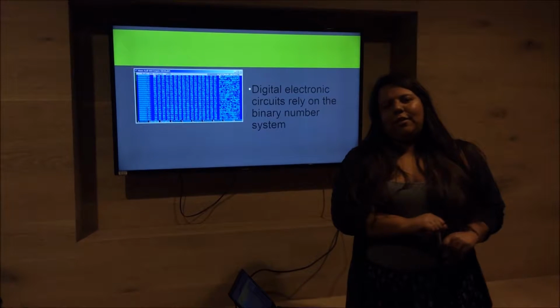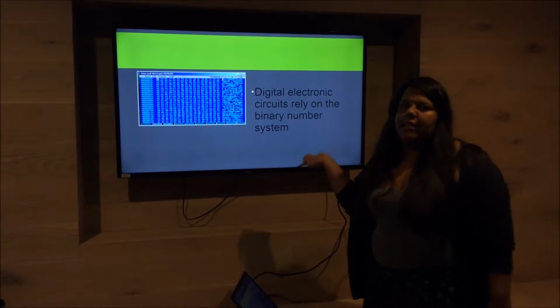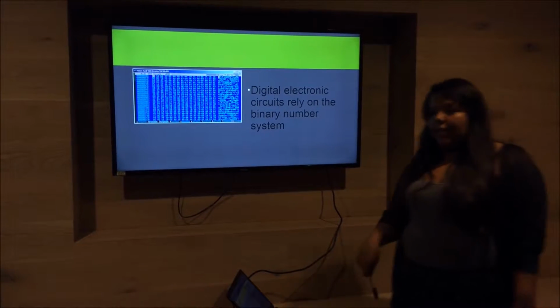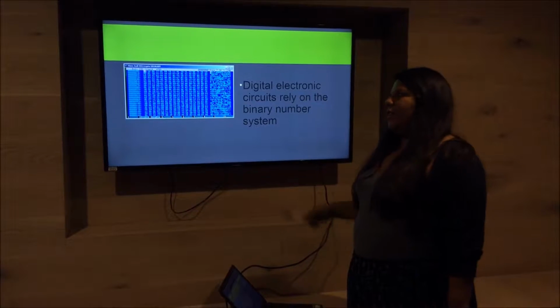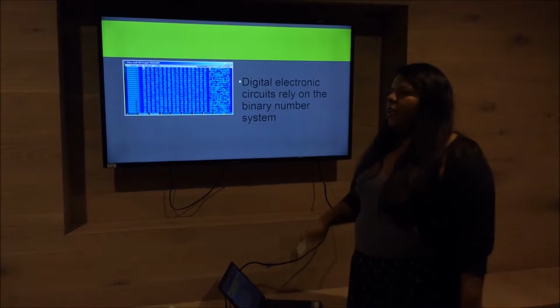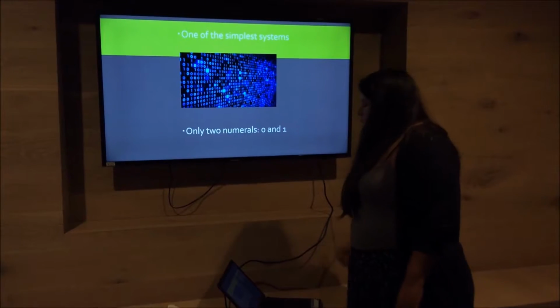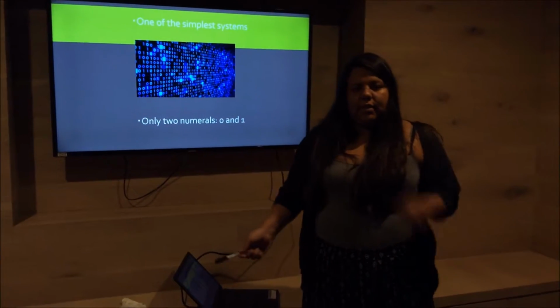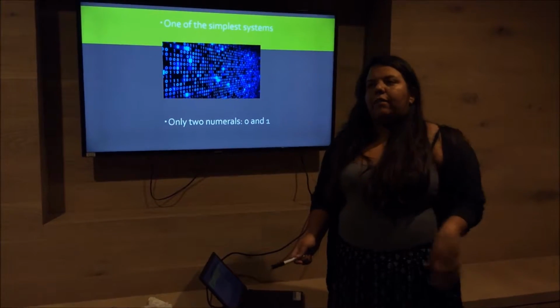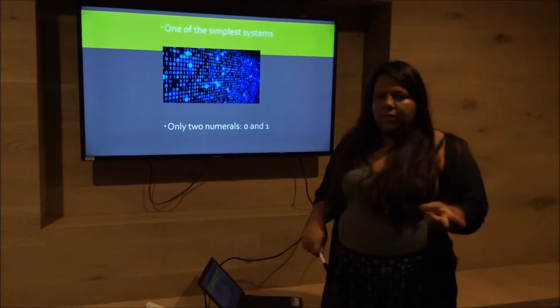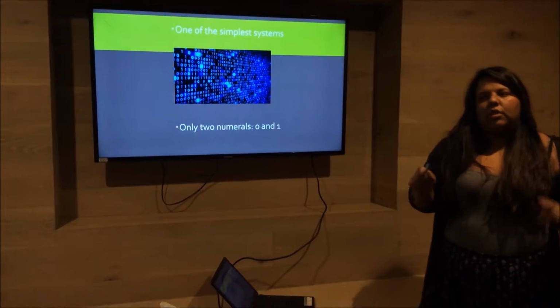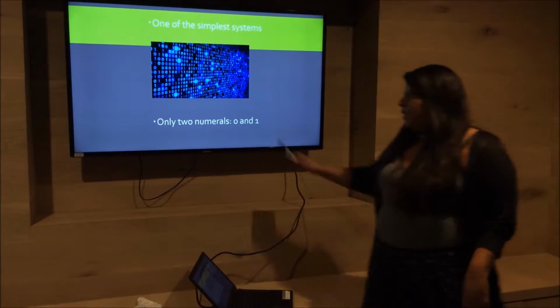Digital electronic circuits rely on this system, so we cannot understand them if we don't understand the binary system deeply. This is one of the simplest systems because it has a base 2, which means that it only uses two numbers, the 0 and the 1.